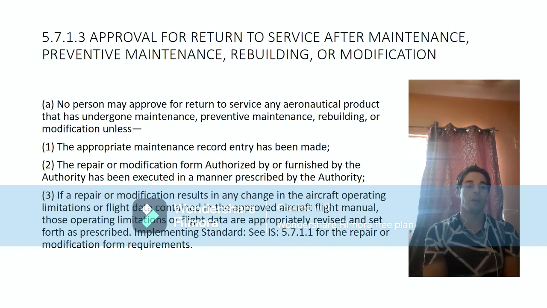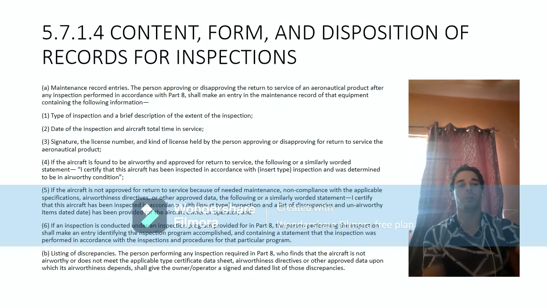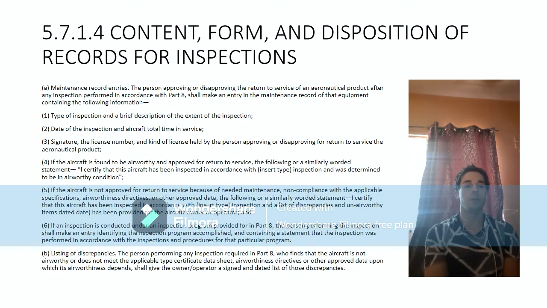If the repair or modification results in any change in the aircraft operating limitations or flight data contained in the approved aircraft flight manual, content, form and disposition of the records from inspection: maintenance record entries that person approving or disapproving return to service of the aeronautical product after any inspection.